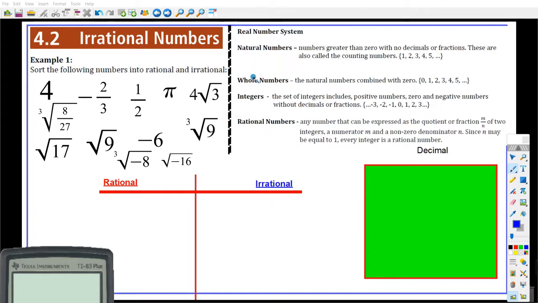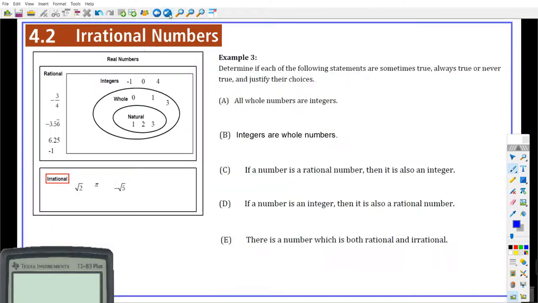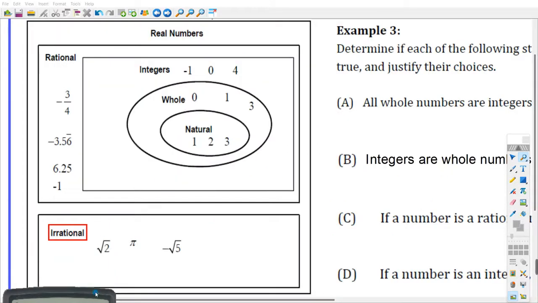When we talked about rational numbers in grade 9, it kind of boiled down to anything that could be written as a fraction. So if you can write a number as a fraction, then it is a rational number. Another way to look at that is the real number system, which contains both rational and irrational numbers. As you can see, the rational number category contains a lot more of those common numbers that we see.